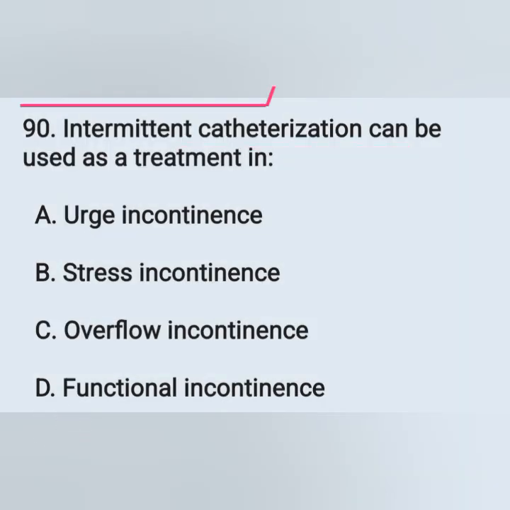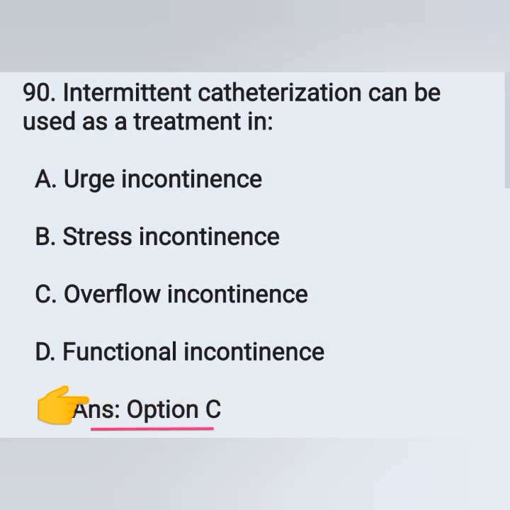Move on to the next question. Question number 90. Intermittent catheterization can be used as a treatment in? Options: Option A, urge incontinence. Option B, stress incontinence. Option C, overflow incontinence. Option D, functional incontinence. Intermittent catheterization can be used as a treatment in overflow incontinence. Option C is the correct answer.